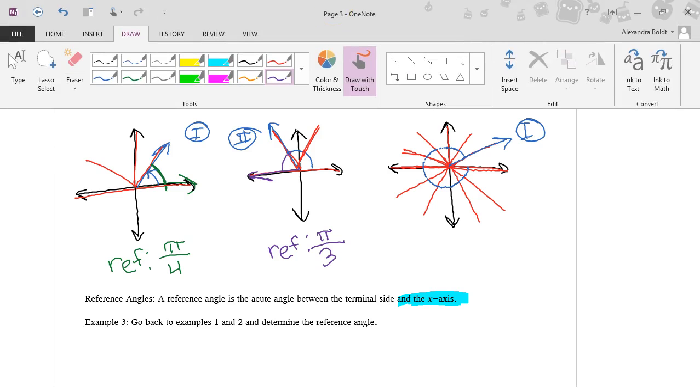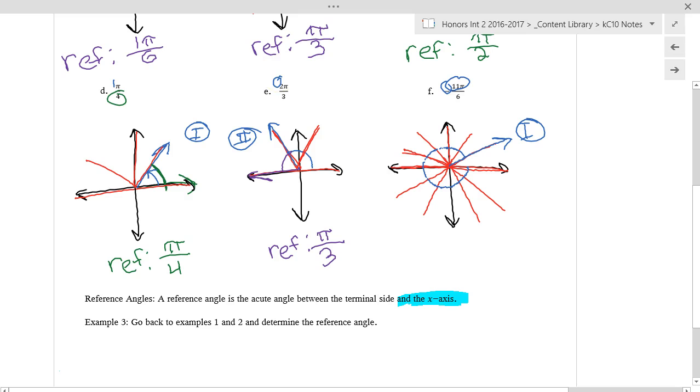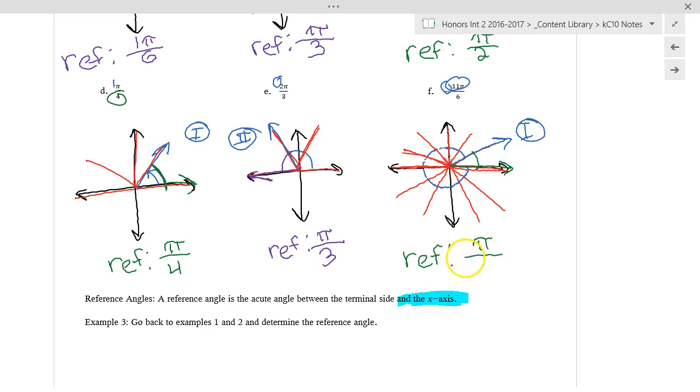And then our last one, right here, is closer to our positive x-axis. It is one section out of 6 sections. Your reference angles are always positive. There's no such thing as negative reference angles. Okay, it's just the distance away.